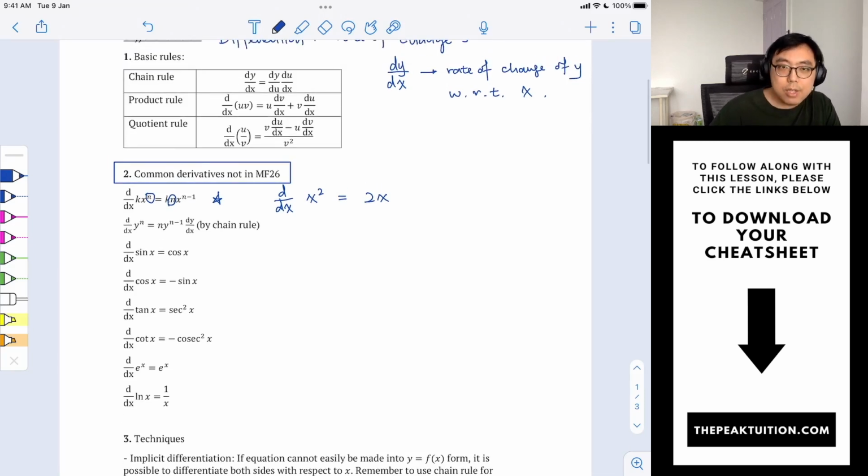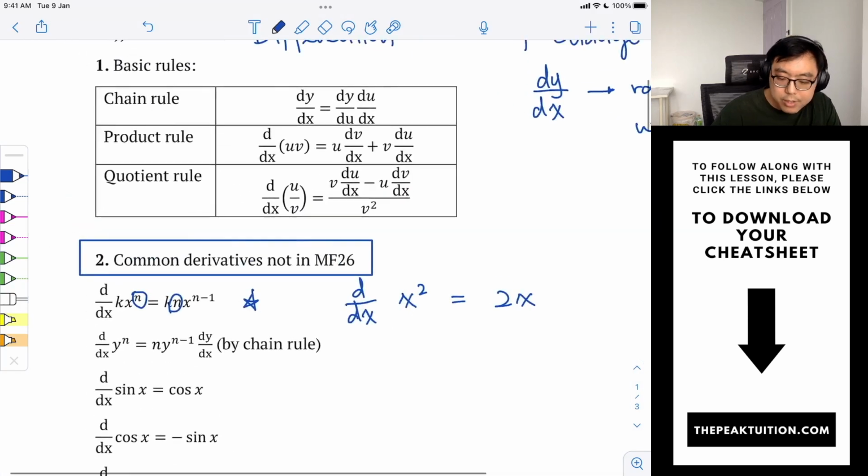There are some basic rules that you also need to remember. One is the chain rule. When we want to express the derivative of y against x in terms of another variable, for example u, we can write it as a chain rule. The rate of change of y with respect to u multiplied by the rate of change of u with respect to x will give us the rate of change of y with respect to x.